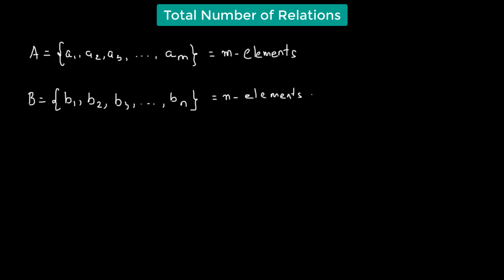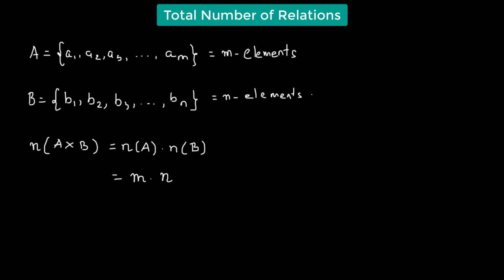Now the total number of elements in the Cartesian product of A and B will be the number of elements in A times the number of elements in B. Since we have m elements in A and n elements in B, the total number of elements in the Cartesian product of A and B will be m times n.